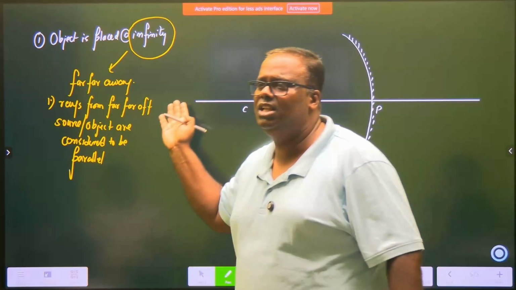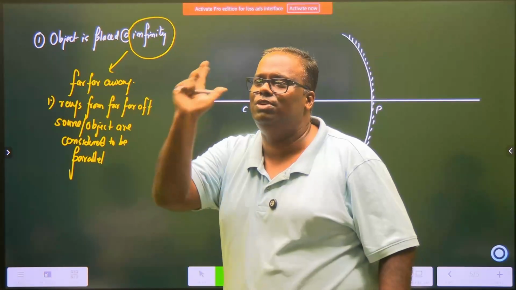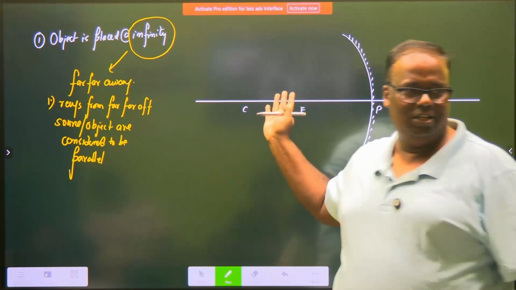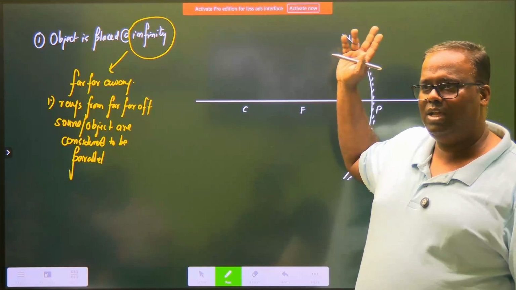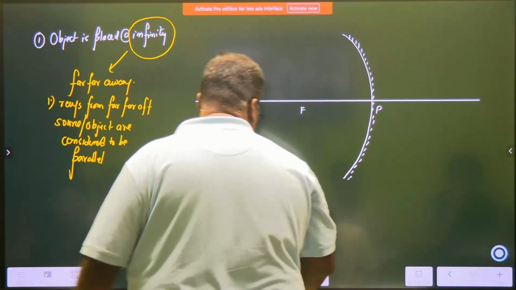The first case is nothing but finding the focus of a concave mirror. This is nothing new. It is just finding the focus of a concave mirror. That was Maggie. This is top ramen. Okay, chalo, so let's make it.